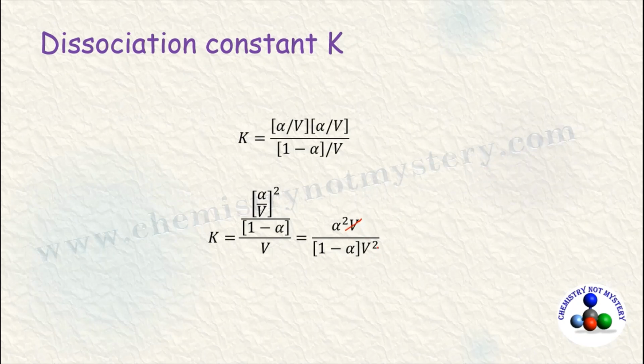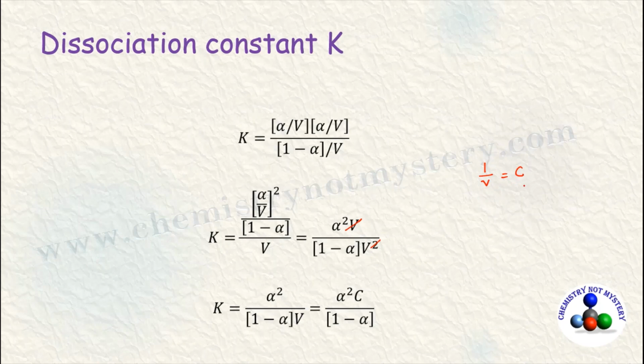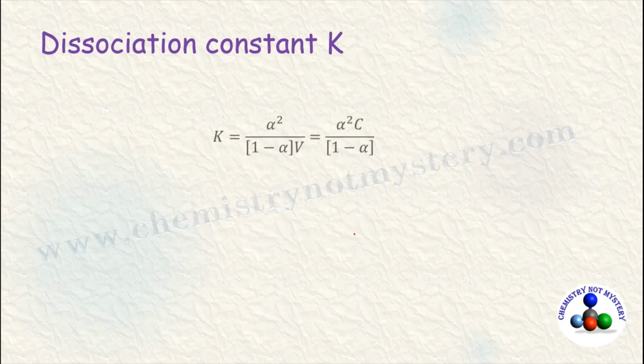So this volume and one of the volume from the denominator will get cancelled out, and you will get alpha square divided by 1 minus alpha multiplied by V. 1 over volume is also equal to concentration. So we can replace 1 over volume with a concentration. So you will get another form of this equation, alpha square C over 1 minus alpha.